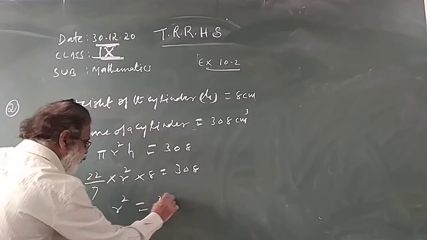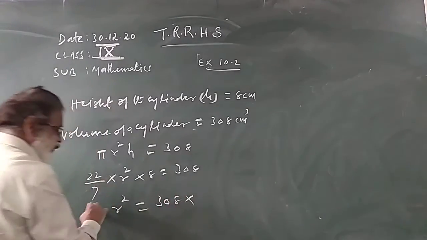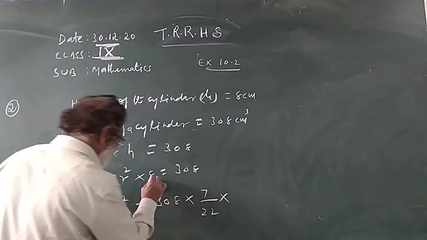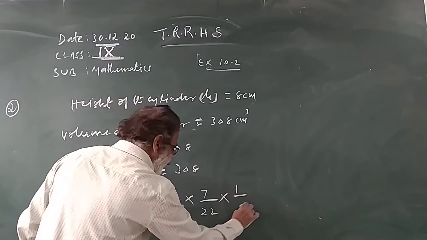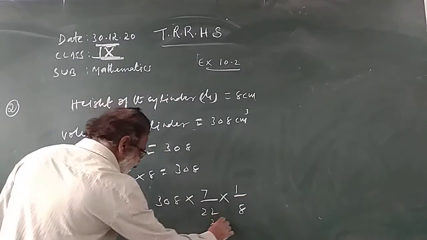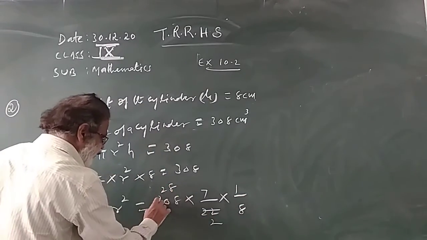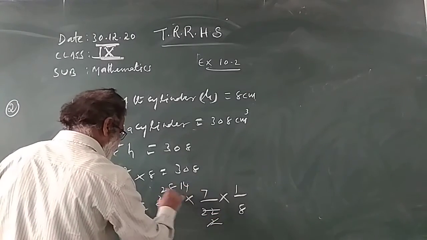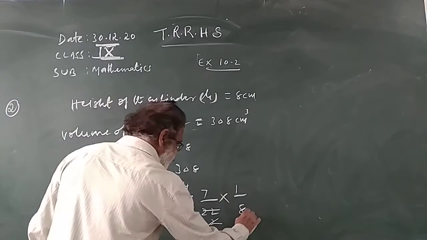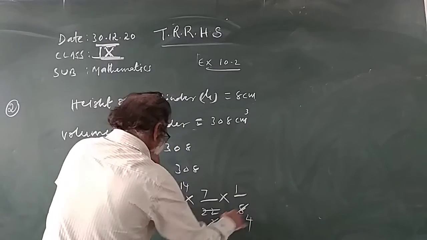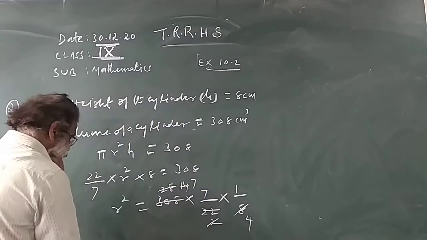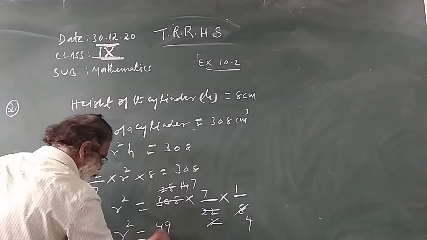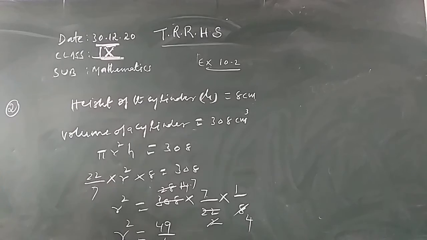r square is equal to 308. The fractions, carry to this side: 22 by 7 becomes 7 by 22, and 8 by 1 becomes 1 by 8. 11 twos are 22, 11 fours are 44, 2 fours are 8. So r square is equal to 7 sevens are 49, so r square equals 49 by 4.